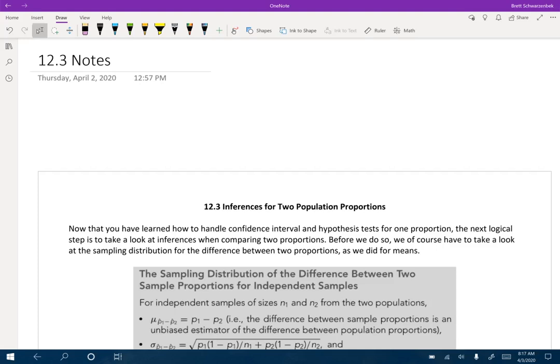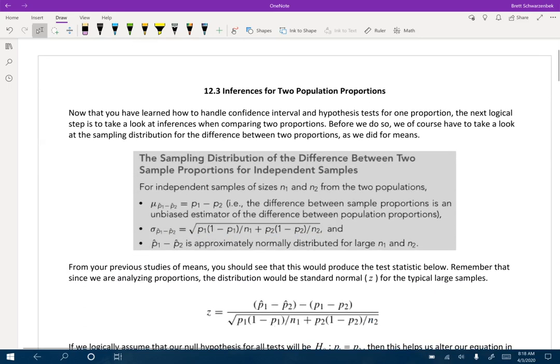This is the 12.3 notes for statistics honors. In 12.1 and 12.2, we talked about inferences for one population proportion, specifically intervals and hypothesis testing. So similar to means, when we made the jump to comparing two means, now we're going to make the jump to comparing two proportions. So this section 12.3 deals with both confidence intervals and hypothesis testing.